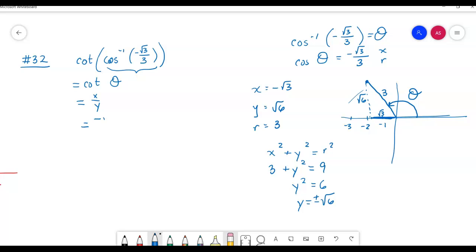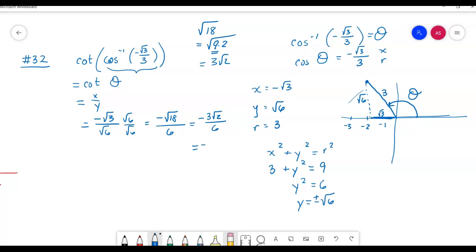So x is negative root 3. Y is root 6. So you rationalize, and you get negative root 18 over, and we could have simplified this before, but that's okay. Let's work this out. Root 18 must be simplified. There's a perfect square factor hiding in 18. It needs to come out. 3 root 2. So this is negative 3 root 2 over 6, which is 3 over 6. Reduces to 1/2. Final answer.